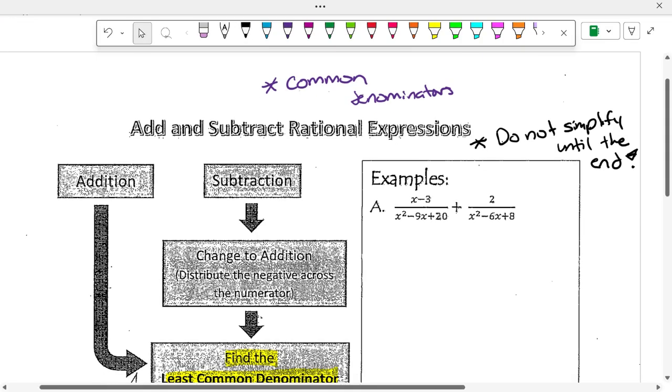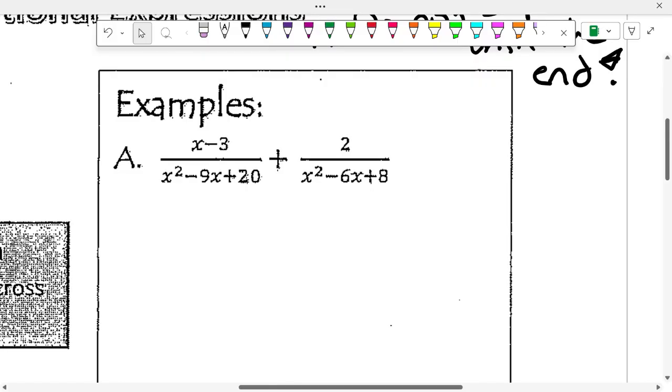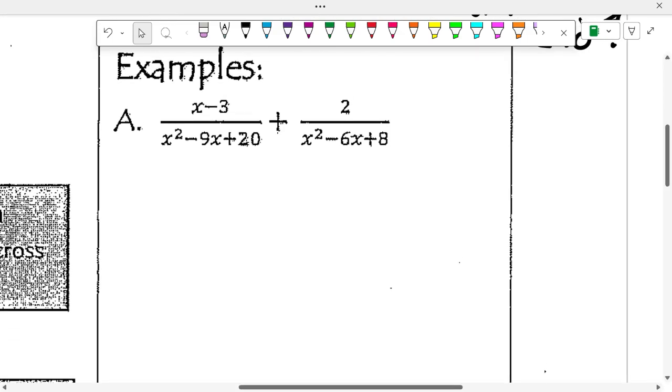All right. Now, I will warn you now, these problems can get a little lengthy, so write small. I'm just warning you. Trust me. So the first thing we're going to do, in order to find our common denominator, is figure out what factors make up our two denominators. So we're going to factor both of our denominators.